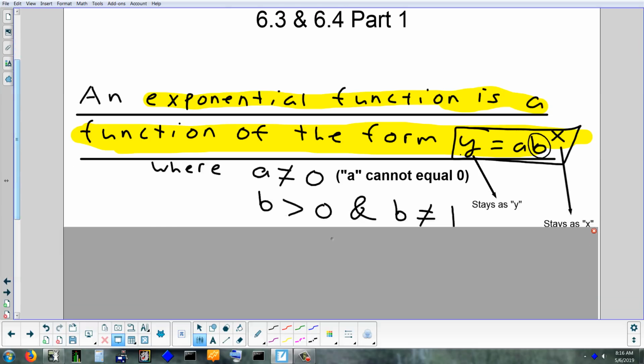Now, b. B is only going to be certain values this week. Specifically, it has to be a positive value. B can't be negative. Really weird things start to happen if b is negative. We're not even going to talk about that. And there's one positive value that you can't have for b, and that's 1. Think about what would happen if you put in a 1 for b and you raise 1 to a power. We did this during the warm-up. What happens if you raise 1 to a power? It just stays as 1. That's kind of a weird case, right?